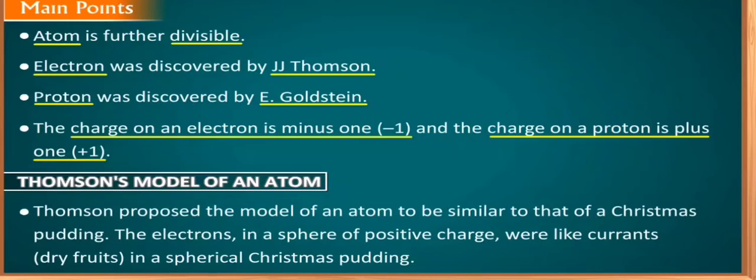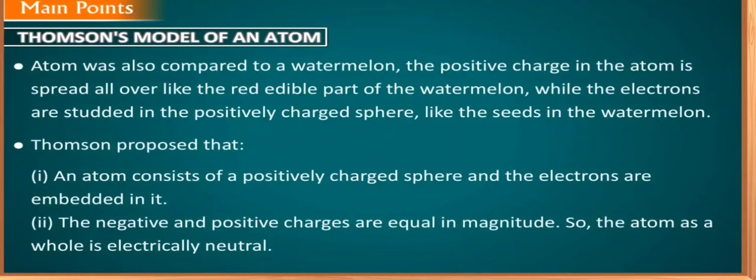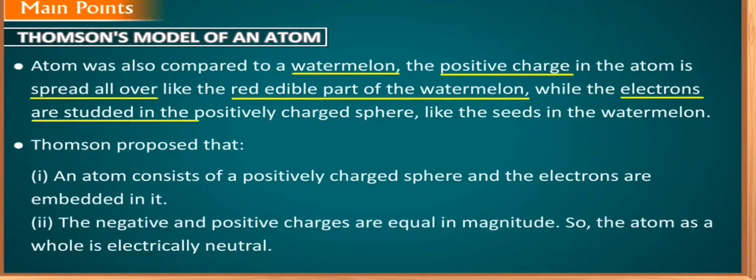And then we discussed Thomson's model of an atom. Thomson proposed the model of an atom to be similar to that of a Christmas pudding. The electrons in a sphere of positive charge were like currants, dry fruits, in a spherical Christmas pudding. Atom was also compared to a watermelon. The positive charge in the atom is spread all over like the red edible part of the watermelon, while the electrons are studded in the positively charged sphere like the seeds in the watermelon.